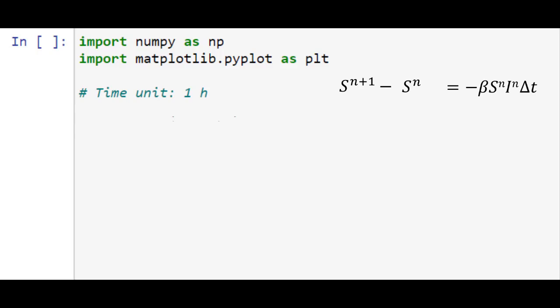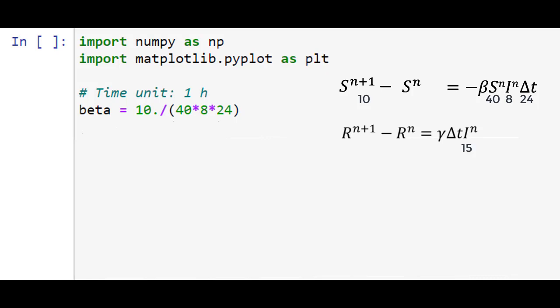A study, possibly by the Center for Disease Control, recorded 40 susceptibles and 8 infecteds at the beginning of a day in a comparable environment. It found that 10 new infections occurred 24 hours later. Beta is then set to 10 divided by 40 divided by 8 divided by 24. Similarly, let's set our gamma parameter using our third difference equation. Among 15 infected, it was observed that 3 recovered in a day.